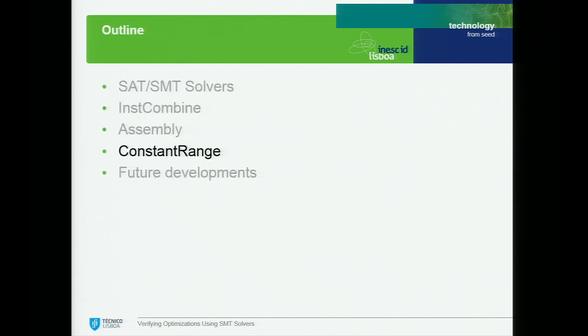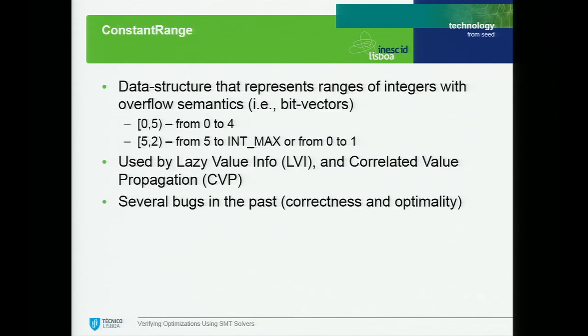So let's see a last example: how we can use this to prove that certain data structures of LLVM are also good, okay? This is a bit trickier example. Constant range is a really cute data structure of LLVM, which represents ranges of integers, but with overflow semantics. So we can have this interval from 5 to 2, which means that we go from 5 to max integer, and then union with 0 to 2, okay? And it is used to perform optimizations using range analysis information.